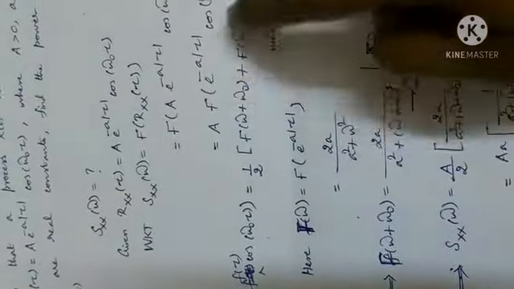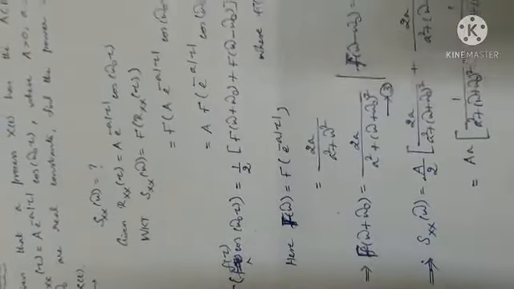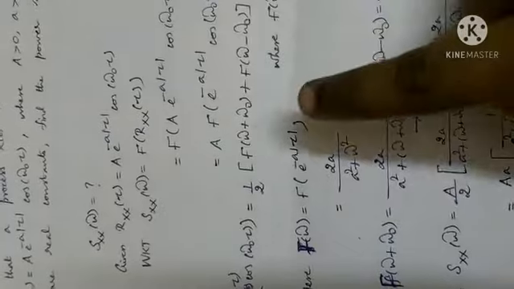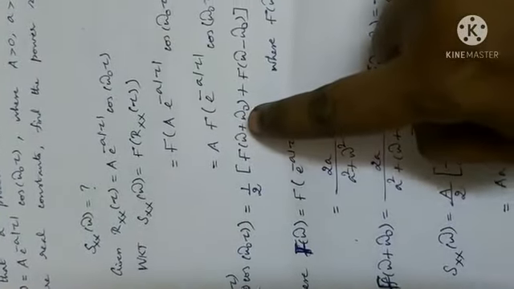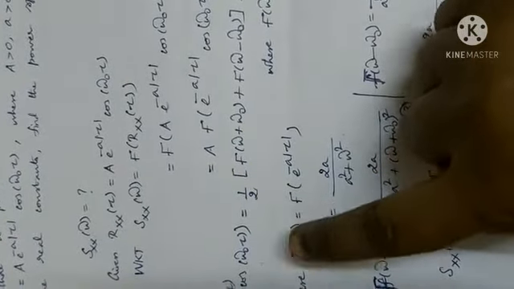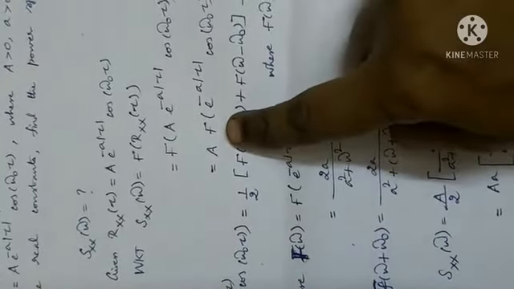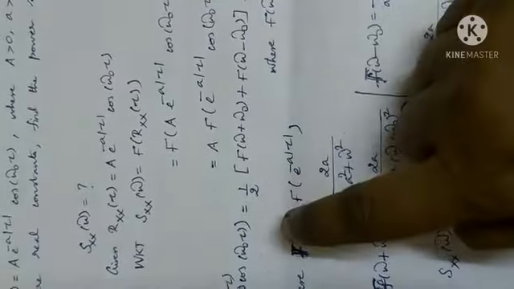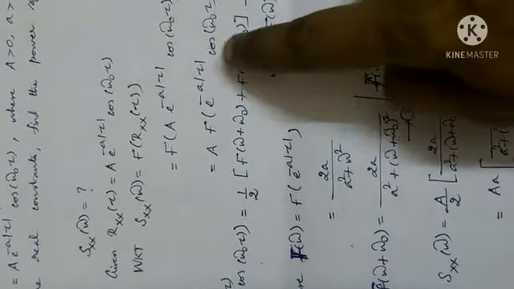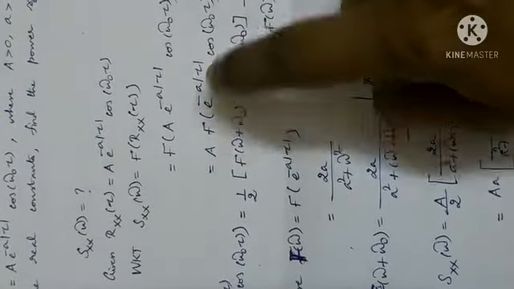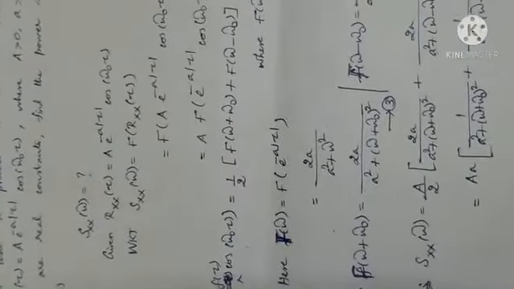To find the value of this one, what we do is, listen here, let us get capital F of omega. Once you know capital F of omega, replace omega by omega plus omega naught. You will get the answer of this term. Replace omega by omega minus omega naught. You will get the answer of this term. Once you know these two, substitute here, problem over.